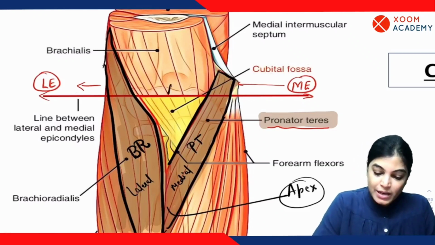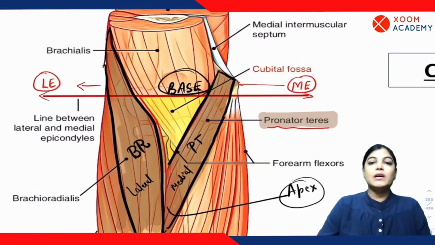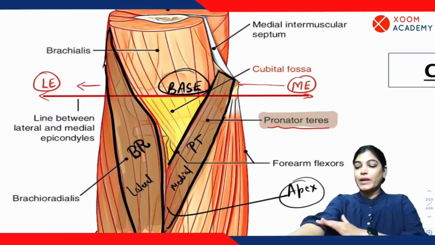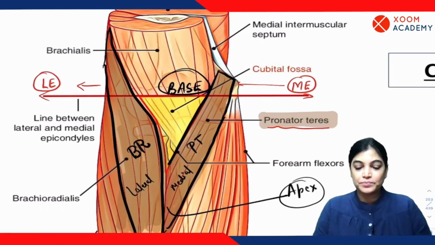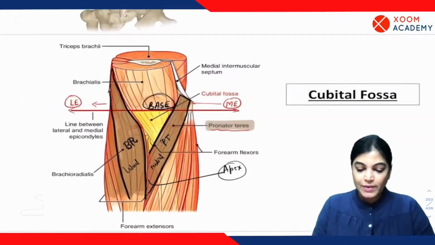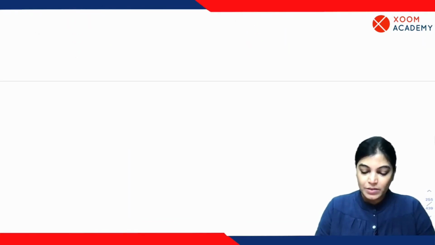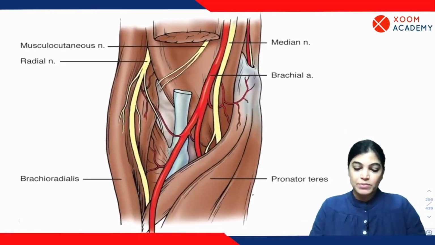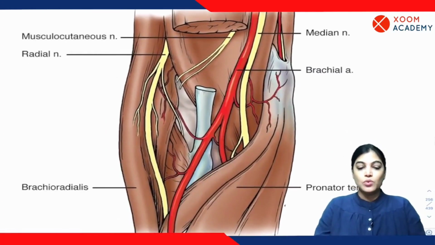Here an imaginary line passing through the medial and lateral epicondyles of the humerus is forming the base. So this yellow colored depressed area which is lying on the anterior aspect of elbow joint, this area is the cubital fossa. Now, we are done with the boundaries and the location of cubital fossa. Thereafter, I would like to show you this image where you can appreciate the contents and the floor structures.